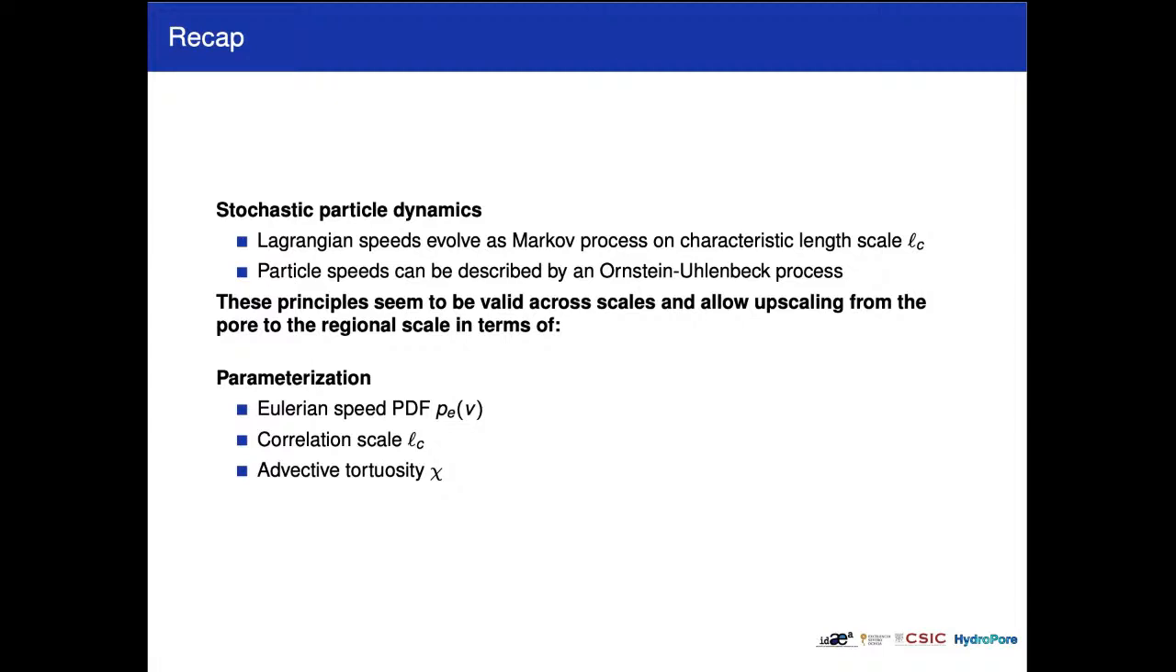So now what we have seen is that Lagrangian speeds, particle speeds, can be described as Markov processes in space. Then we have used an Ornstein-Uhlenbeck process to propagate the particle speeds. And it looks like these principles are valid across scales, similar to what we have seen before for the Fickian upscaling. And we can also parameterize this model, namely in terms of the Eulerian speed distribution. Then we have to identify a correlation scale, which is typically of the order of the pore length on the pore scale, the correlation length of the log hydraulic conductivity on the Darcy scale, and for discrete fracture networks of the order of the average fracture length. And then we also have to specify an advective tortuosity, because we are describing particle motion along streamlines, which are typically tortuous, so they are longer than the linear distance.